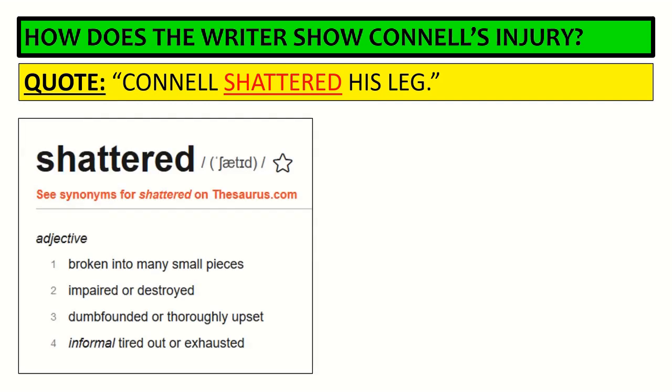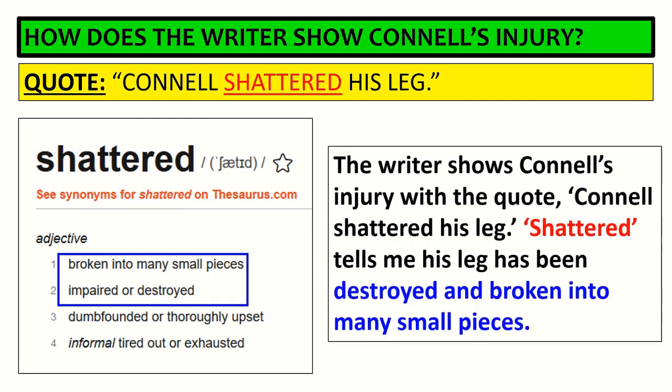If I went in the dictionary, it would say broken into many small pieces, impaired or destroyed, tired out or exhausted. So in this case, it's going to be those 2, isn't it? Because it's a physical injury: broken into small pieces, impaired or destroyed. So all I'm going to do now is put that into my explanation. My PE would be, the writer shows Connell's injury with the quote, "Connell shattered his leg." Shattered tells me his leg has been destroyed and broken into many small pieces. Look at my dictionary. Always use the sentence starter as the question, give me the quote, and then tell me what the definition is.